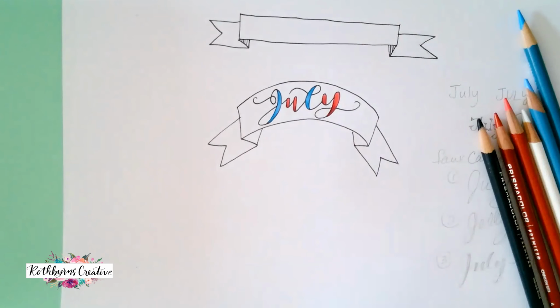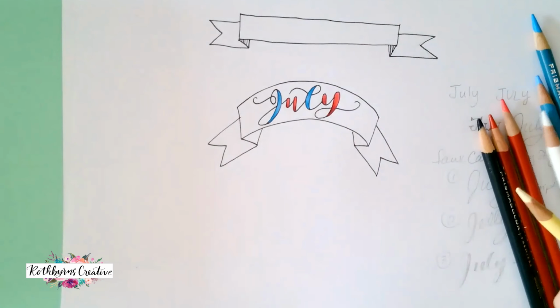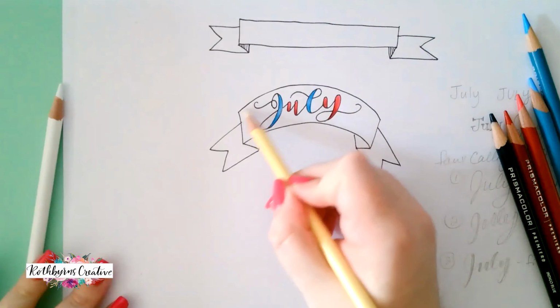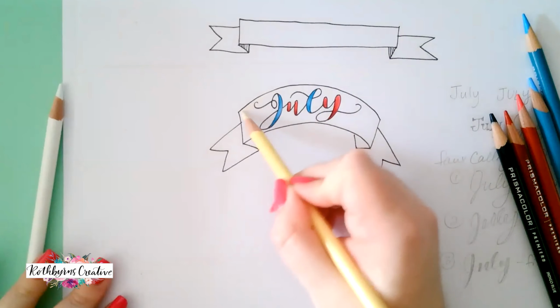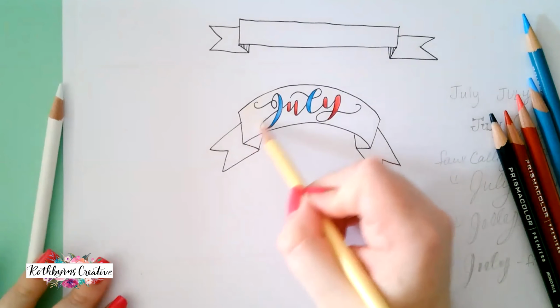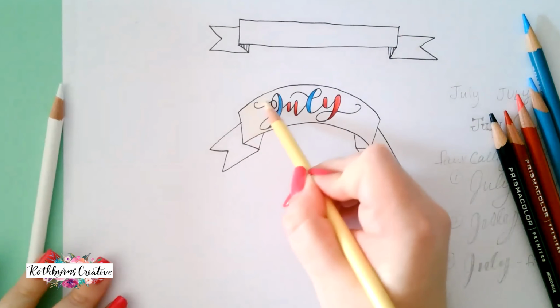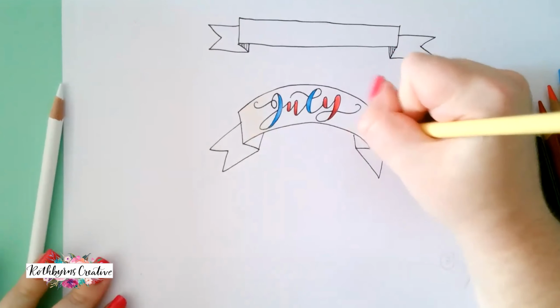I want my banner to be white, but I also want it to be a little fun. So I'm not gonna just have my white. I don't really need to use my white colored pencil because of course it is white already. But I'm gonna use my cream colored pencil, and I'm gonna just color in the sides of the banner just to show a little bit of age.